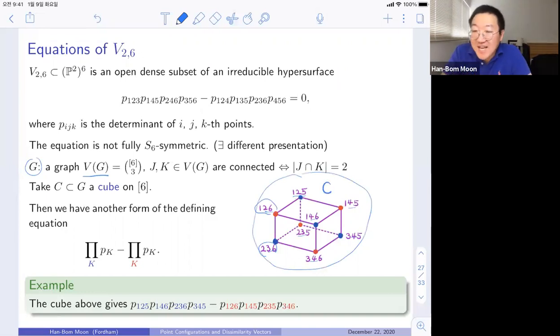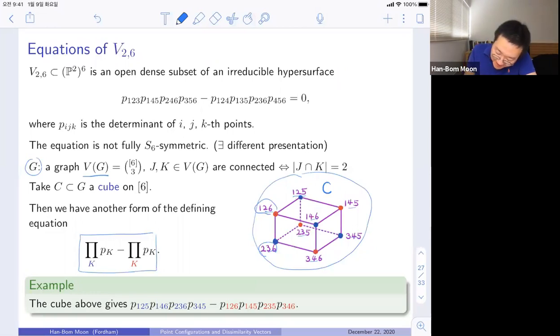Then we know that any cube is a bipartite graph. So we can separate the set of vertices into 2 disjoint sets: one is the set of blue vertices, the other is the set of red vertices. Whenever we have this bipartite structure on a cube inside the graph G, we can describe another form of defining equations, which is the difference of 2 monomials. The first monomial is the product of all Plücker coordinates corresponding to the blue vertices, and the other is the product of Plücker coordinates with respect to the red vertices.